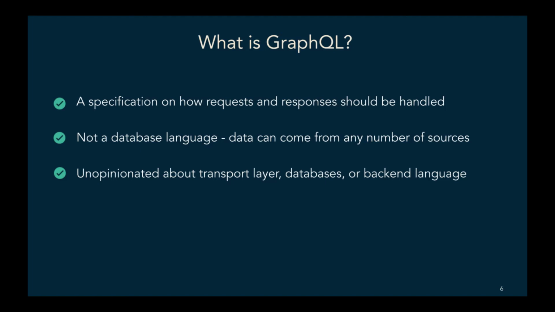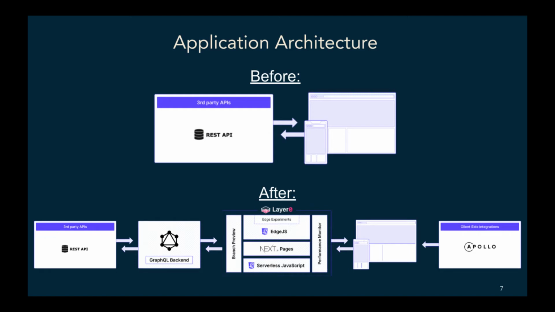In today's example, I will be taking an existing REST API as the data source for feeding our GraphQL server. Let's dive into what that looks like. Currently, our application is fetching directly from an internal REST endpoint that is also hosted on Layer0. The API can be called from the client or during server-side rendering.